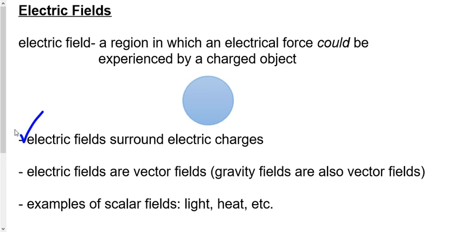They are vector fields because they have a direction associated with their influence. And if I have a positive thing that's causing a field or a negative thing that's causing a field, they affect things differently. So there is a direction associated with the influence, as opposed to, say, something like a light field that influences us and travels in a certain direction, but doesn't influence us in a certain direction. So we call those scalar fields.